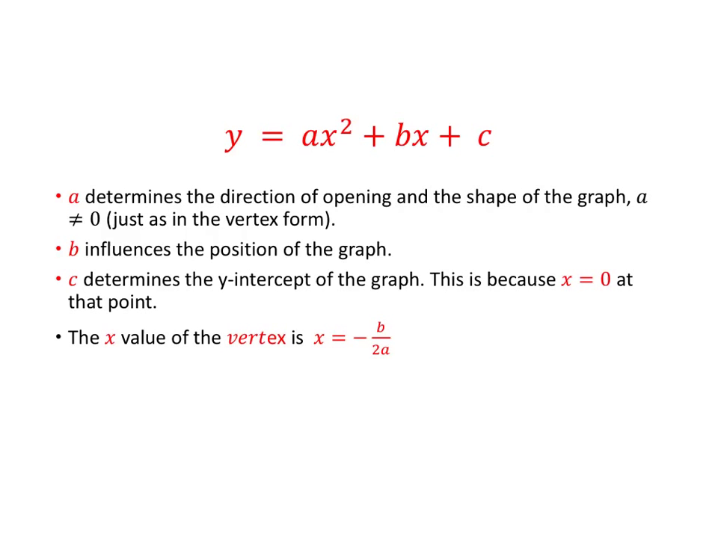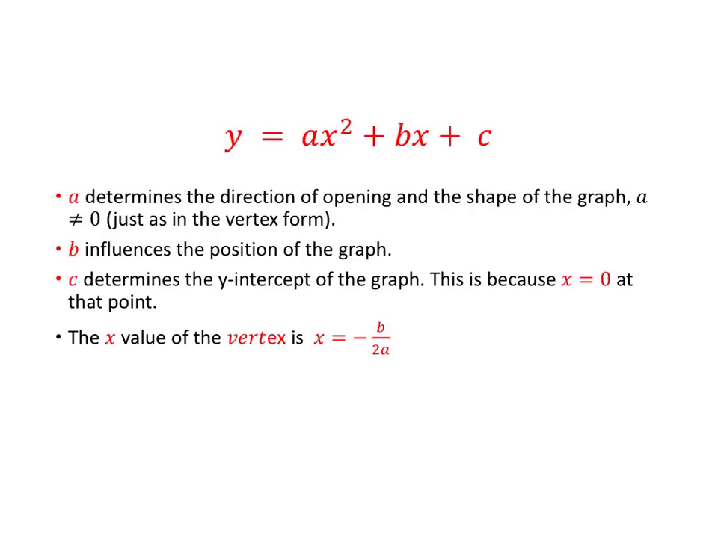So we've got y equals ax squared plus bx plus c here. We want to note that a determines the direction of the opening and the shape of the graph. So it tells us whether it's opening up or down. And we say that a cannot be 0 because, if you look at what would happen if a does equal 0, we would essentially get rid of this x squared term, and then we'd be left with just a linear equation. So that's why a cannot be 0.